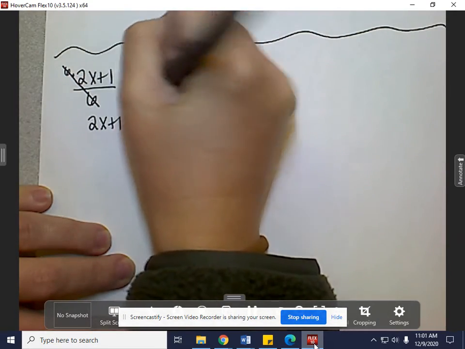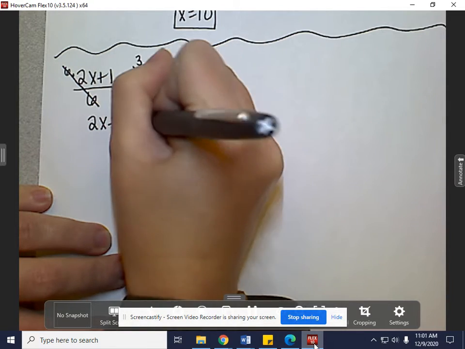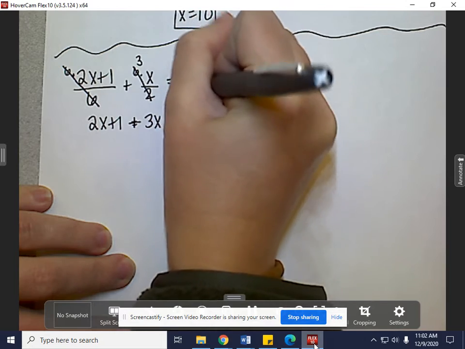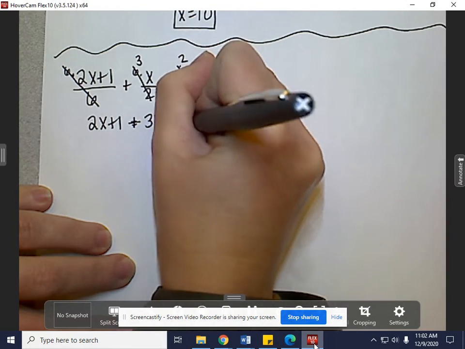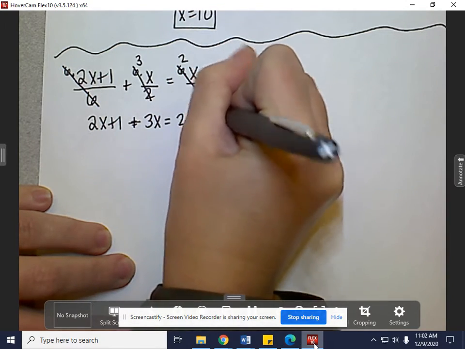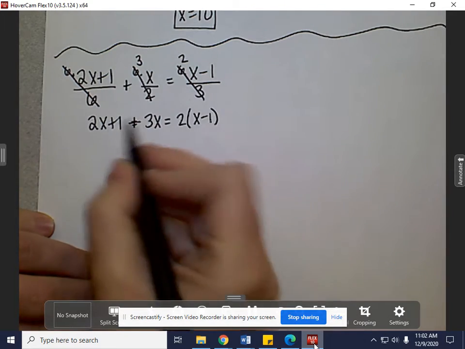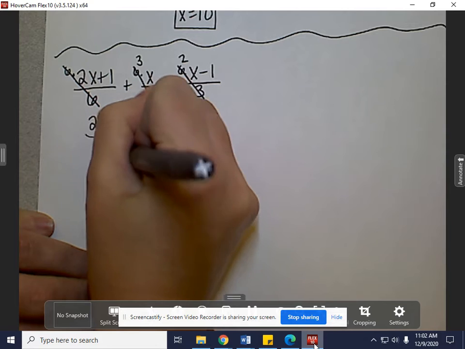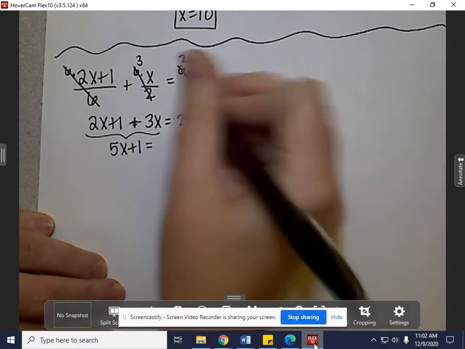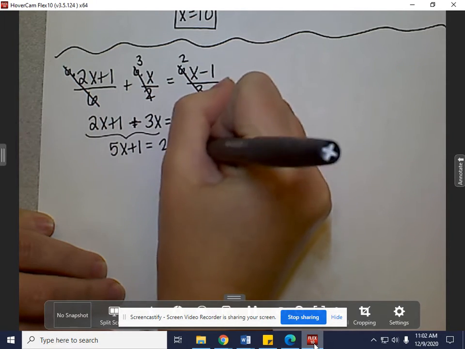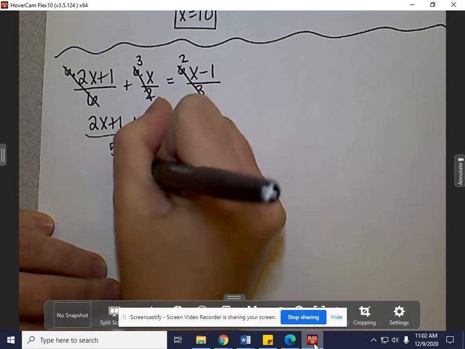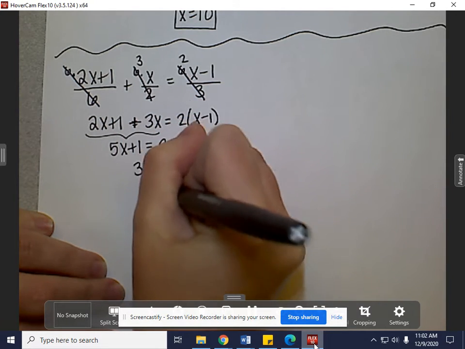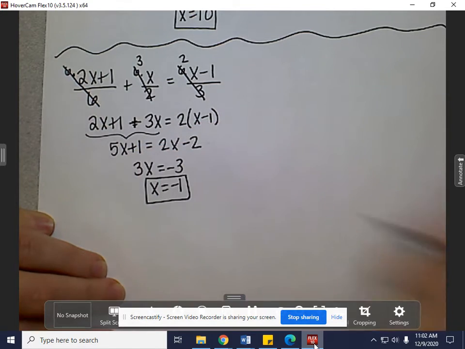We notice here that that would reduce to 3, so that would give me, why do I keep writing the wrong thing, plus 3x. And then over here, this would reduce to 2, so we would have 2 times, make sure you're multiplying the binomial, 2 times x plus 1. So on this left side, I can combine here. That would give me 5x plus 1. On the right side, I can distribute. Now I'll get my x's together, get my constants together, and solve. And that gives me my final answer.